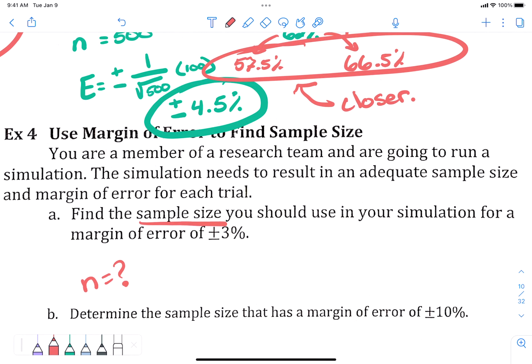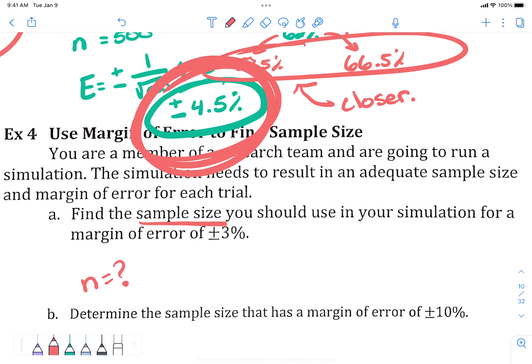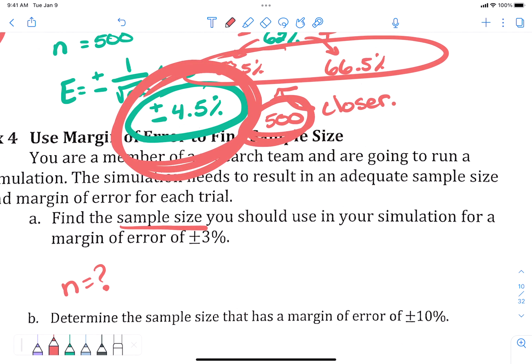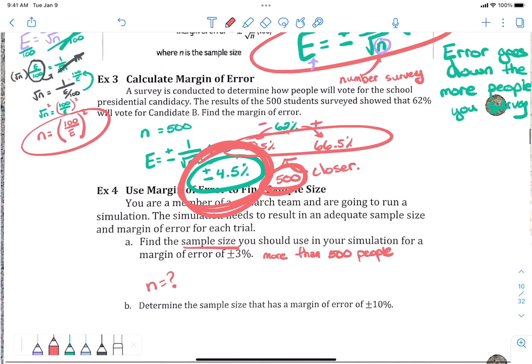Okay, now, let's compare. Up here, we had a margin of error of 4.5%. How many people did we survey when we had a 4.5% error? 500, right? 500 people we surveyed for 4.5%. Now, wait a second. We want to have less of an error. We want to go from 4.5% error to a 3% error. So, are we going to have to survey more than 500 or less than 500? More, because we need to be more accurate, right? So, we're going to end up with more than 500 people.